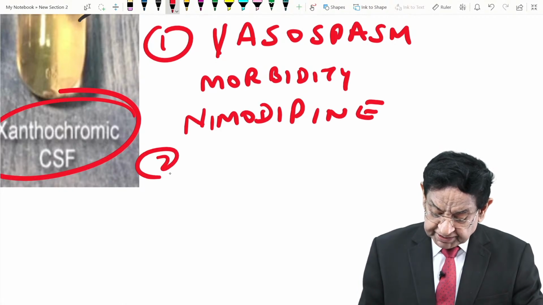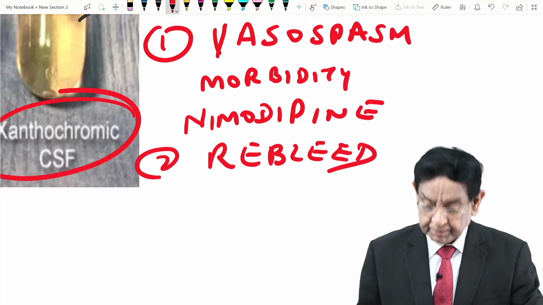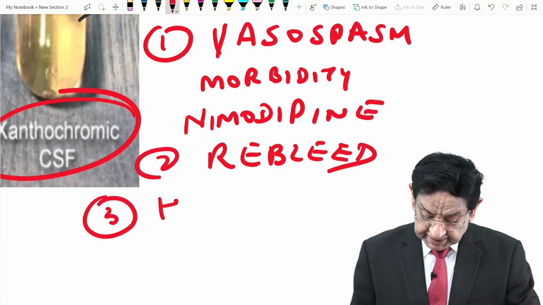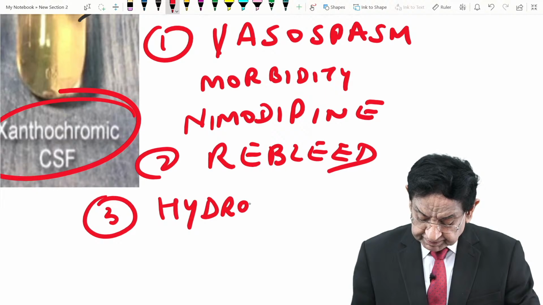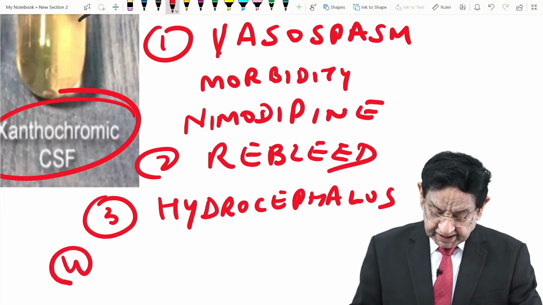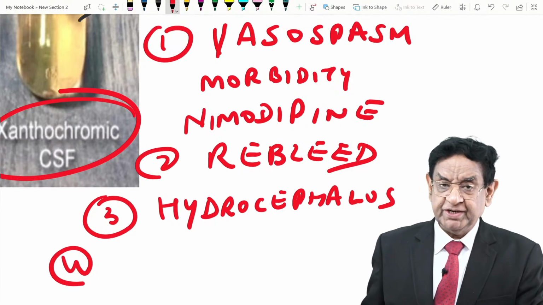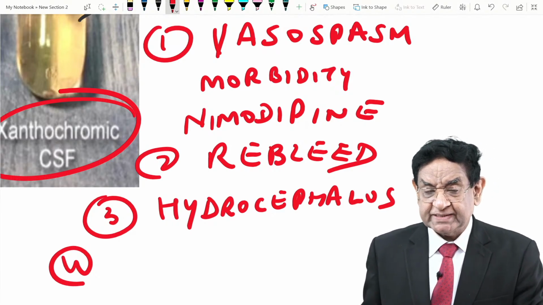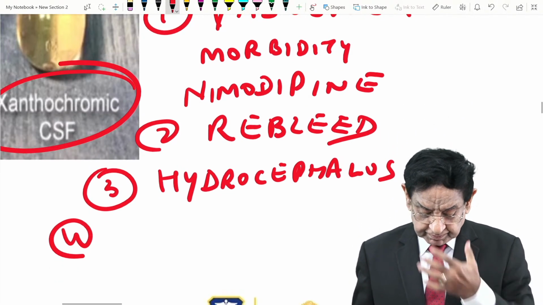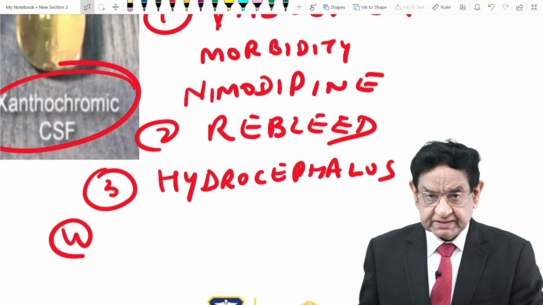Then the second complication is rebleed. Rebleeding can happen. There can be hydrocephalus. Now, there can be an electrolyte imbalance also. Write down the answer in your copy. Which electrolyte imbalance can occur in a case of subarachnoid hemorrhage? Quickly write down the answer.